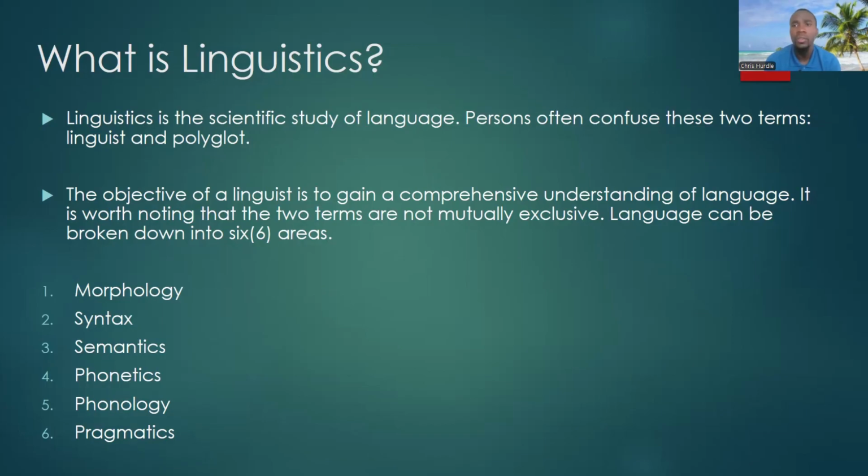Oftentimes persons confuse the terms linguist and polyglot. I can't tell you how many times I have told persons that I studied linguistics and they constantly asked me how many languages I spoke. No, that is a confusion, that is a misconception. A polyglot is a person who speaks multiple languages. The number can vary, but I would say probably at least 4. And a linguist is someone who has a deep understanding of language.